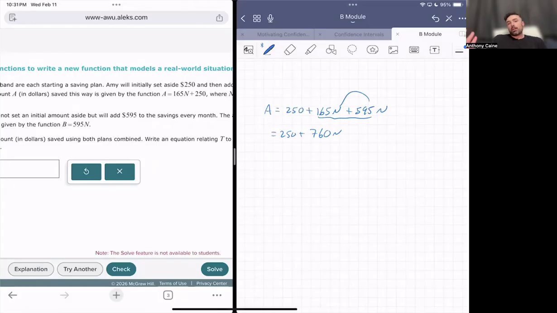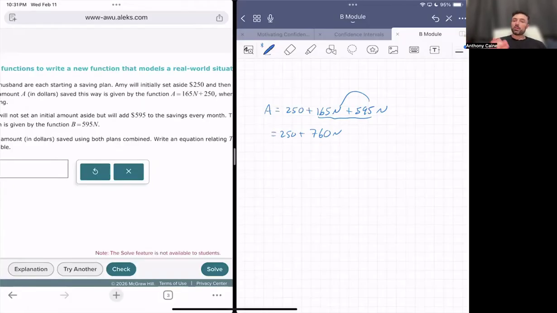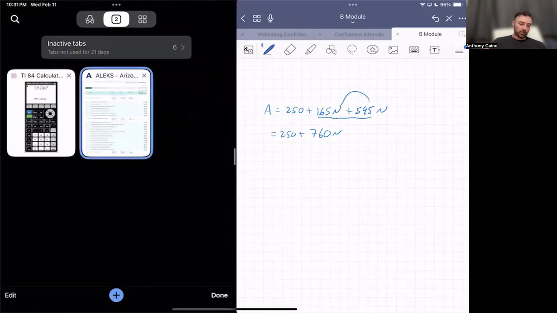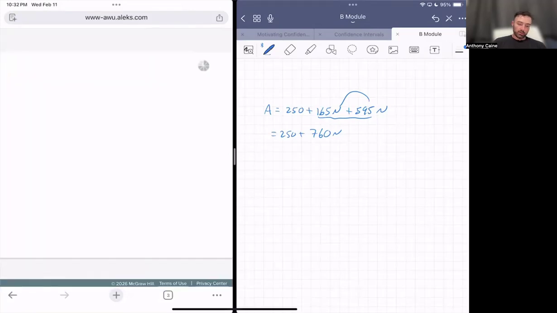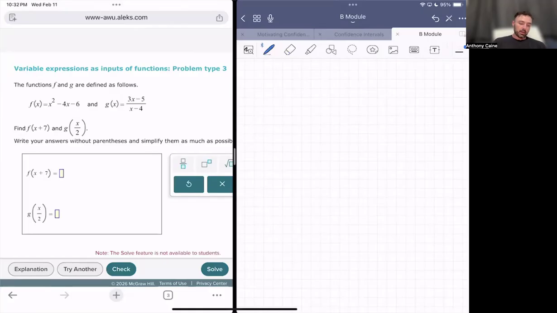Okay. All right, whatever. Seems like these problems are either going to be adding or subtracting. So we can do that in order to model the real world. Sure, why not? Variable expressions as inputs of functions. Okay, wonderful. This is one of the areas that it seemed like people struggled on with the last test. So I'm glad that we're talking about it.